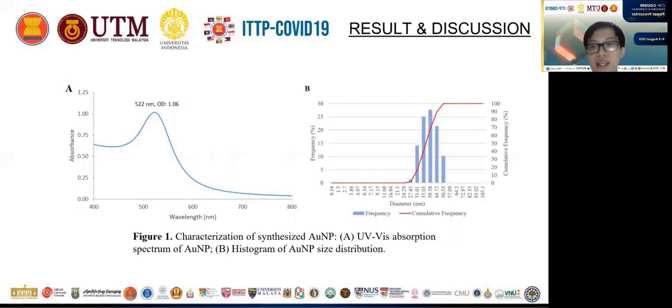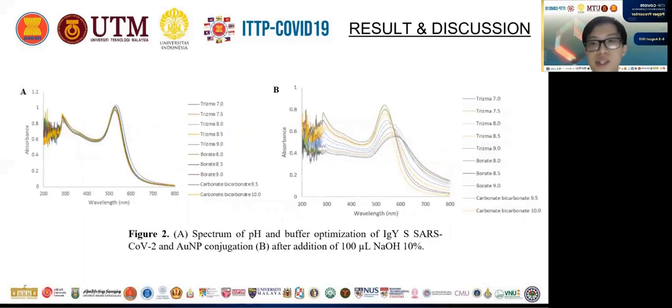And for the size distribution, it's actually a bit wide, from 27.45 to 57.09 nanometer, with 39.58 nanometer as the most frequent one, with a frequency of 27.55%. And the next is the result for the pH and buffer optimization.